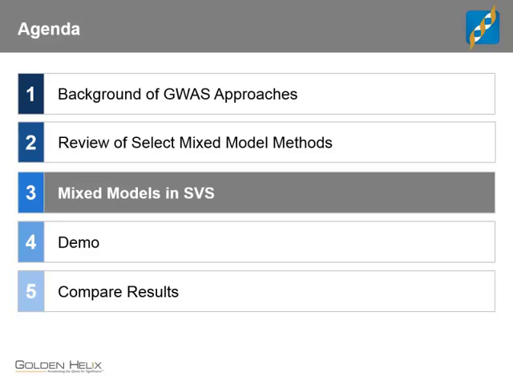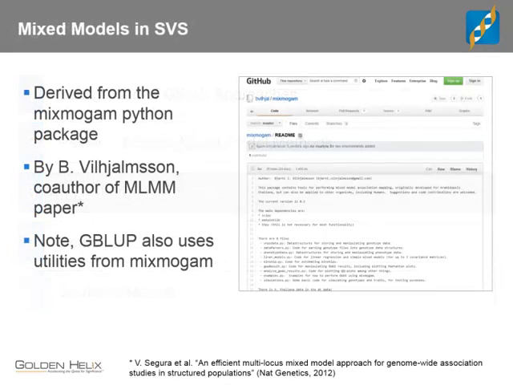Now we'll talk about the implementation of these methods in SVS. The mixed model implementation in SVS is derived from the MixMoGAM Python package available from GitHub. This package was written by one of the co-authors of the MLM paper. Note, while Segura et al. did not implement GBLUP as part of their package, GBLUP needs variance component estimates too, and it was convenient to use EMMA's REML functions for this purpose.